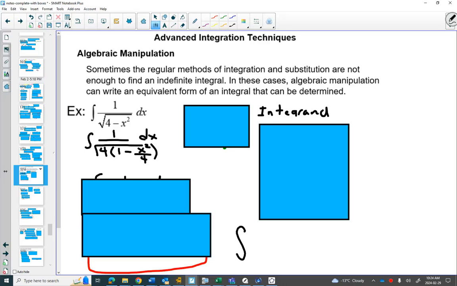Factoring out that 4, you would have 1 over the square root of 4, which is 2. And then inside of my square root, I could have 1 minus, but instead of x squared over 4, I'm going to write x over 2, squared. Does that make sense? Yes.